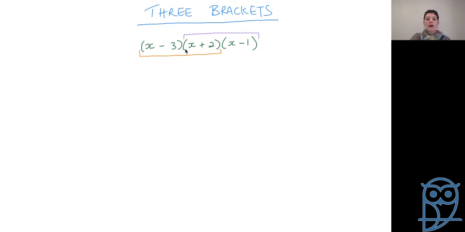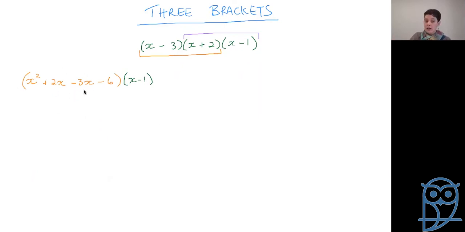So if we start with our orange route, we say we're going to multiply these two brackets, then the third one. So we would have x times x, x squared, outer, x times 2, plus 2x, inner, minus 3x, last, minus 6. But it stays in a bracket because we still have x minus 1. We haven't dealt with him yet, but we mustn't ignore him or lose track of him or forget about him. He's still a very important bracket.